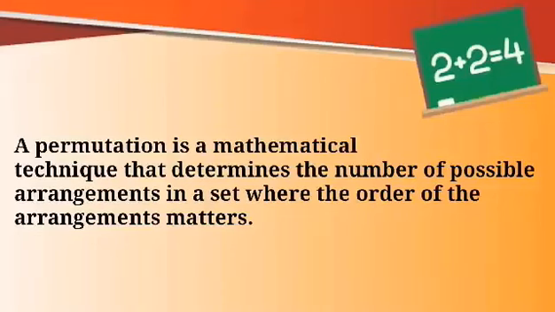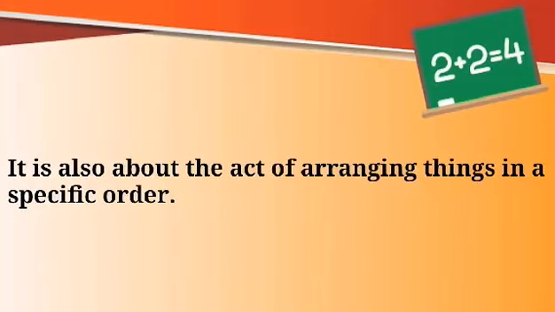What is permutation? A permutation is a mathematical technique that determines the number of possible arrangements in a set where the order of the arrangements matters. It is also about the act of arranging things in a specific order.